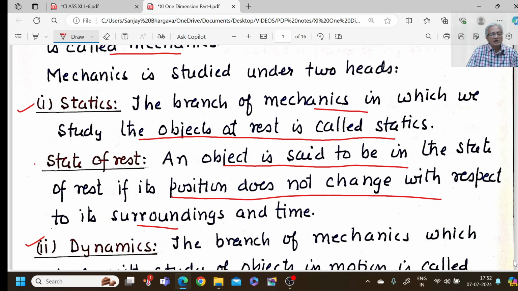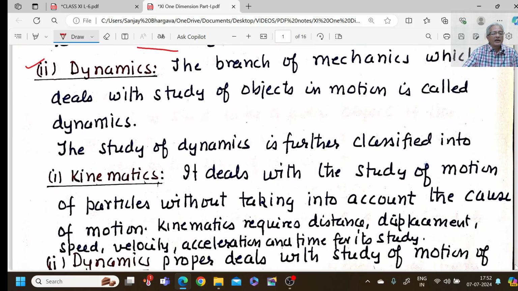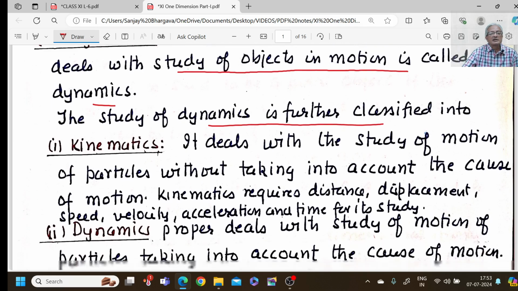The next part is dynamics. How do we define dynamics? Dynamics we define as the branch of mechanics which deals with a study of objects in motion. The study of dynamics is then further classified into kinematics and dynamics proper.